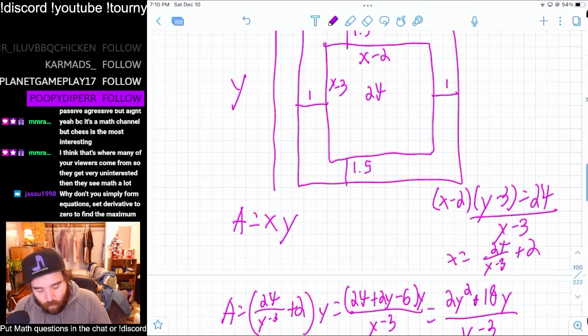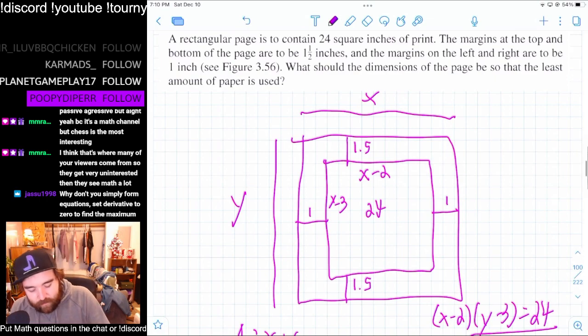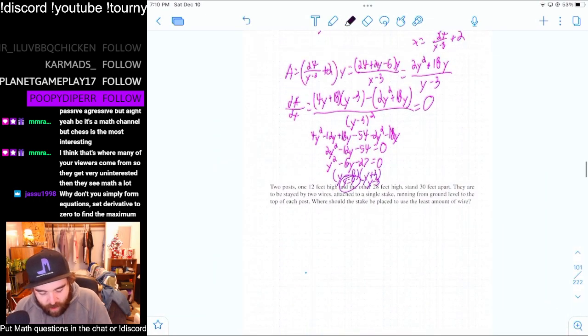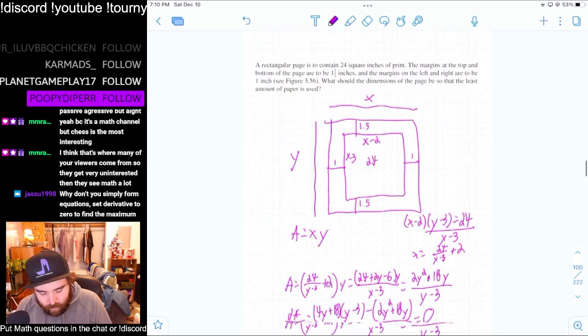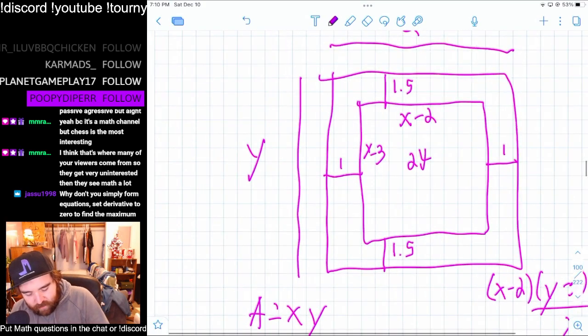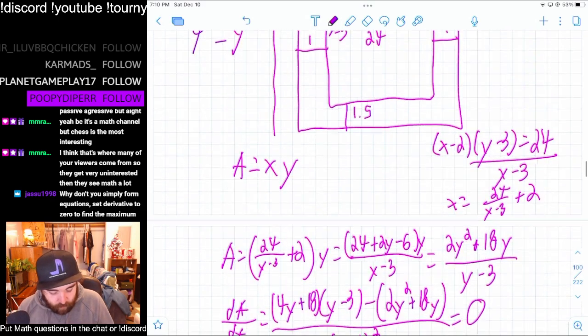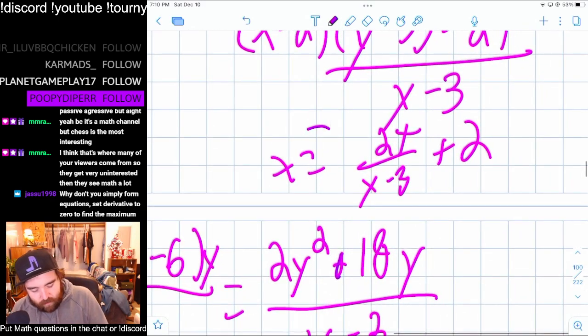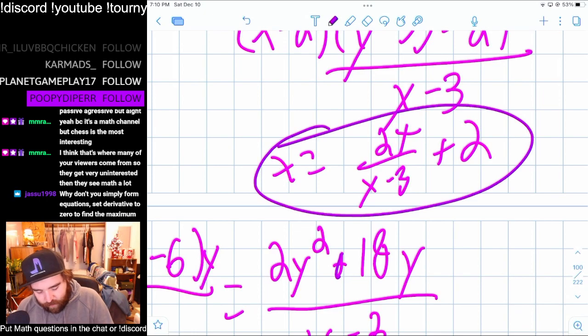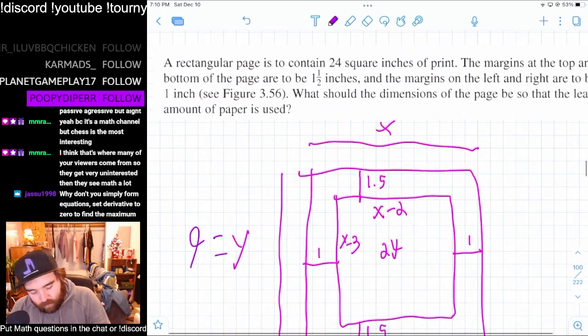But what did they really want? They wanted what dimensions? So we just found that y, now x and y does matter because the margins are different. So we just found that the y should be 9. And then what are we going to use to find the x? We're just going to use this formula right here. So we plug in 9 for y. 24 divided by 6 is 4, plus 2. So x should be 6.